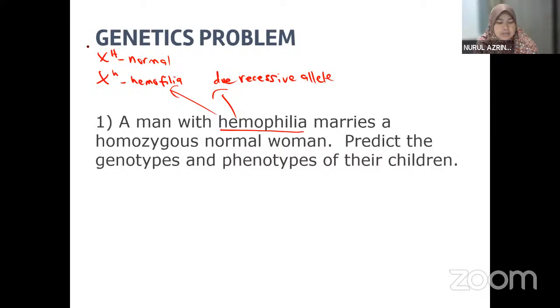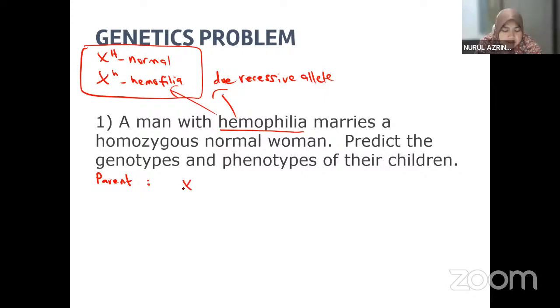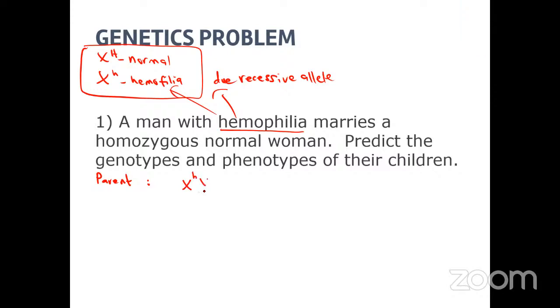Now, by referring to this legend for you, a man with hemophilia marries a homozygous normal woman. Predict the genotype and phenotype of their children. Jom buat sama-sama. What is the parent? A man with hemophilia. So, X small h, Y. Yes, very good.